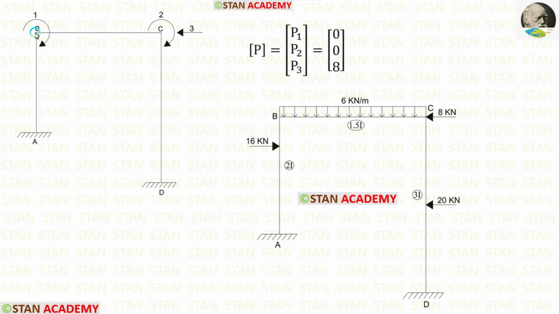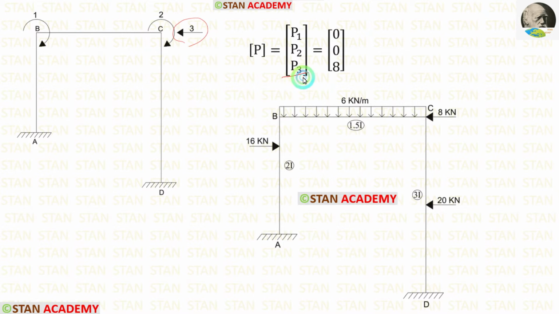Our first coordinate is in the point B and the second coordinate is in the point C. To find P1 and P2, we have to check whether in the points B and C there are any movements. In the points B and C there are no movements. So P1 and P2 will be 0. Our third coordinate is the sway.